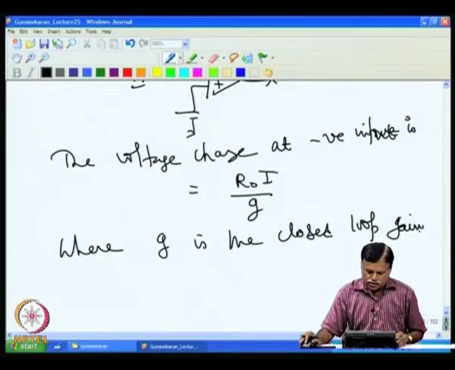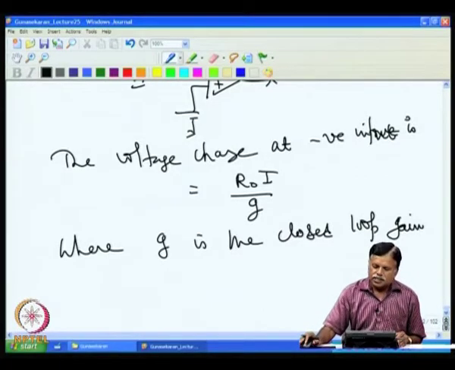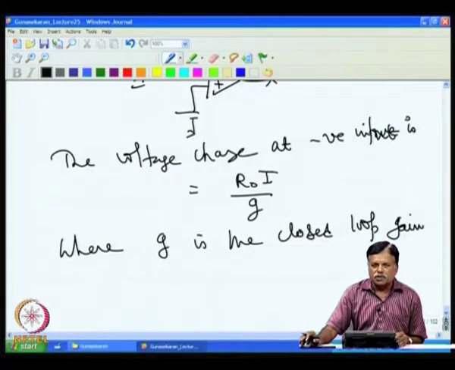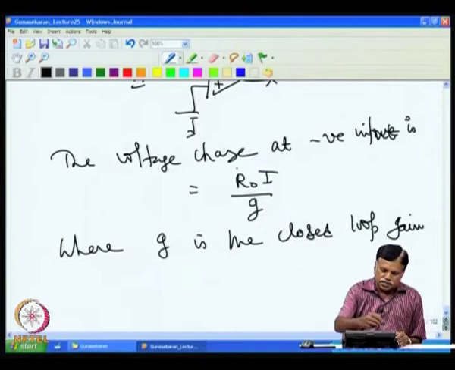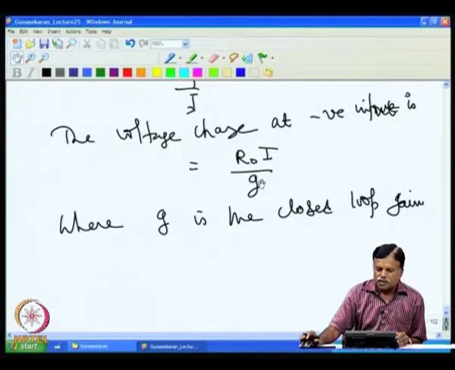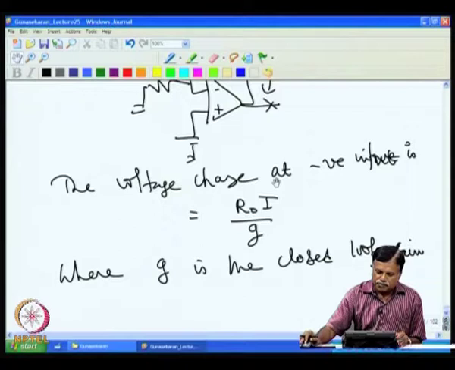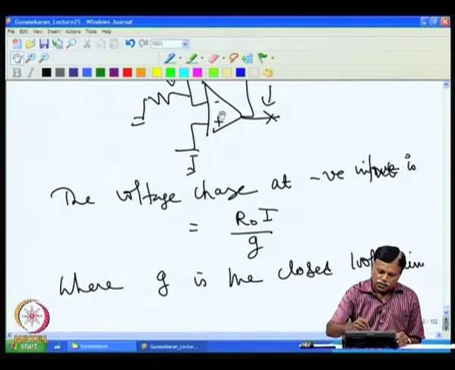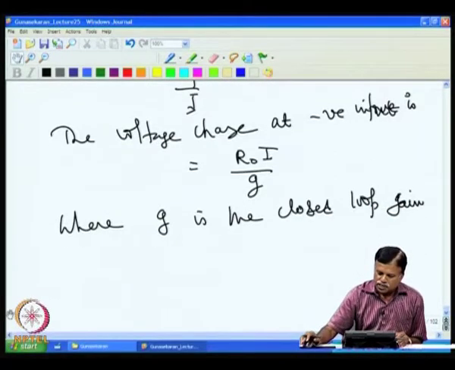Now, we got a voltage change at the inverting terminal. If the inverting terminal voltage changes this much, R0 I by G, then what is the change at the output? If the minus terminal changes by R0 I by G, then the output changes by A D, because in an op amp the difference between these two voltages amplified by the open loop gain is the output voltage. So, if this point changes by some x, then the output will change by x into A D, where A D is the open loop gain.